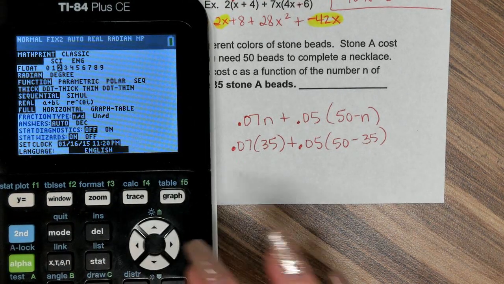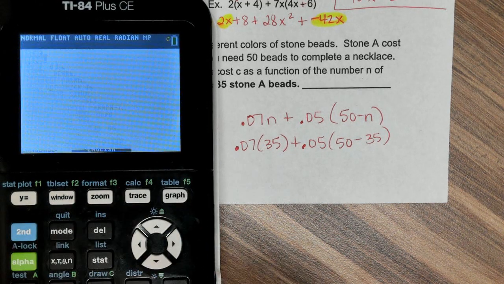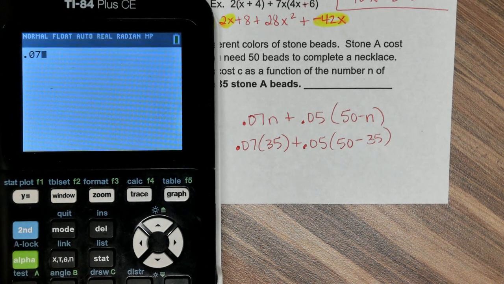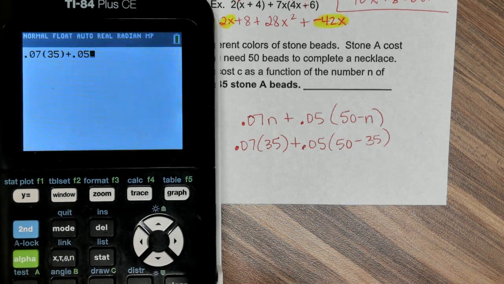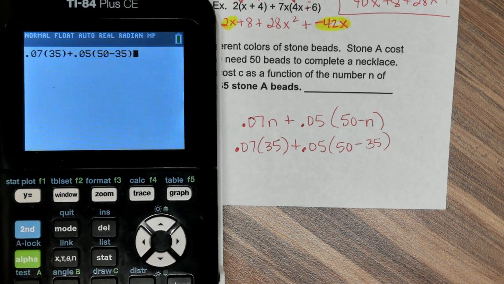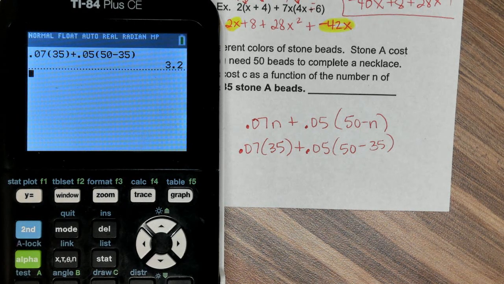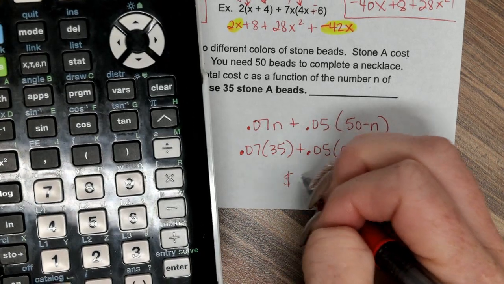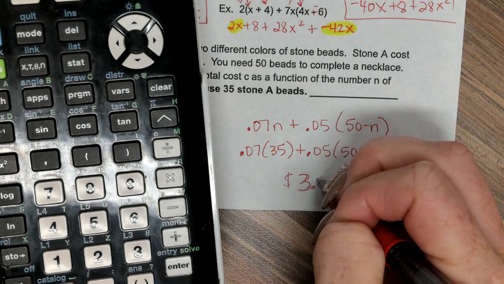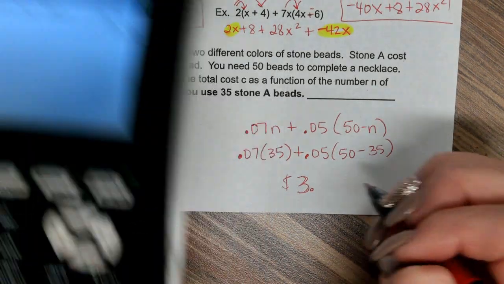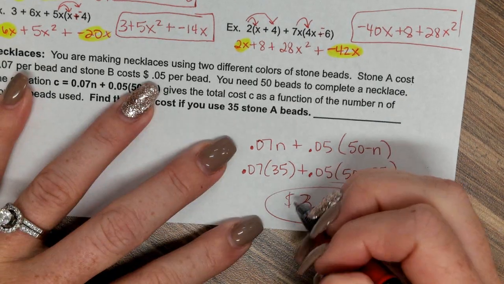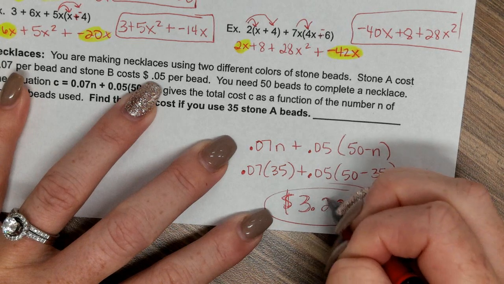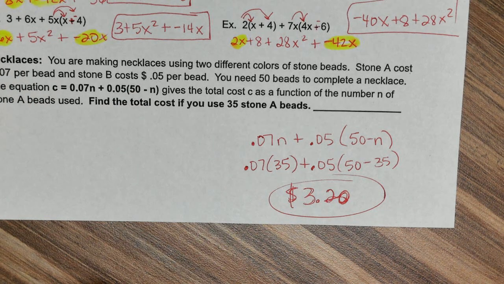So I'm in float 2. Let me get out. So 0.07 times 35 plus 0.05 times 50 minus 35. What's the total cost going to be? $3.20. Because we're talking about money. $3.20.